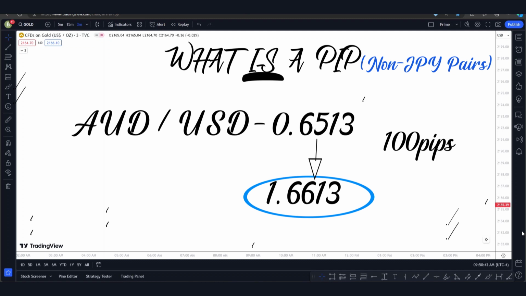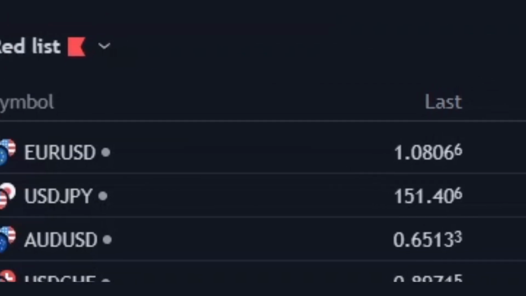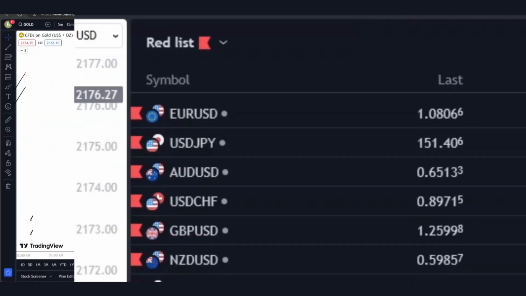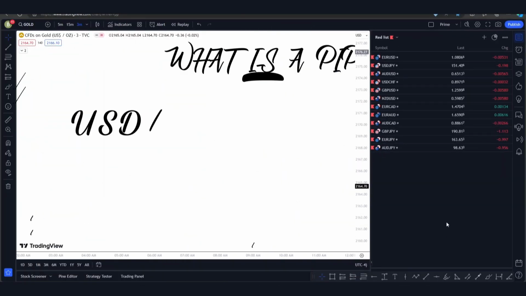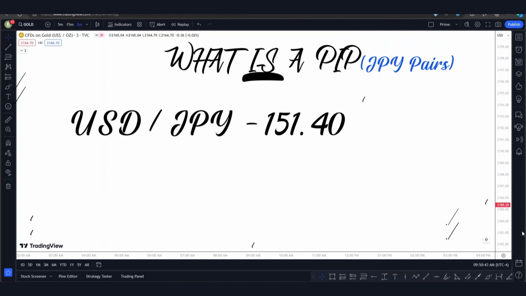So what about the yen pairs? How do we deal with the yen pairs? Okay, let's do an example on that right now. Let's go for USD JPY, the dollar yen. The value of the dollar yen now is 151.40. Again, like I said, all currency pairs with a JPY attached to them are looked at a bit differently. The USD JPY has only 2 decimal places, or in other words, only 2 figures after the decimal point.